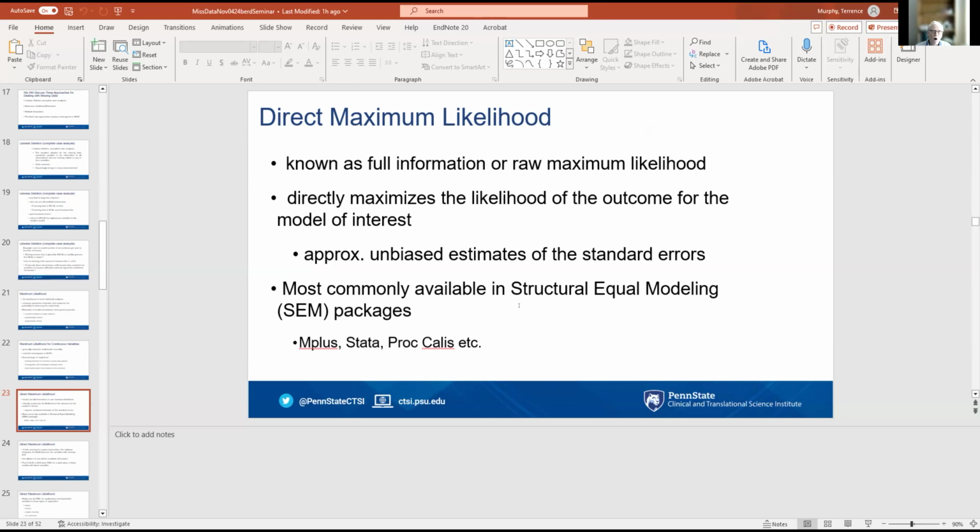This has been around for a long time in structural equation modeling packages. Now, biostatisticians have kind of a complicated relationship with structural equation modeling. Some of us use it, some of us hate it. Some of us use it with caution. I'm probably in that last group. Some stats packages like M+ is the Cadillac for structural equation modeling. That can do a lot with direct maximum likelihood. Stata can do quite a bit. SAS has a proc called CALIS, which can do a fair bit also.